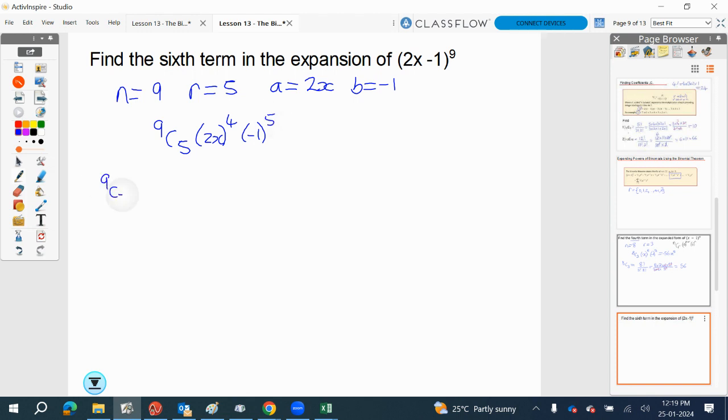Let's find 9c5 separately. We've got 9 factorial over 5 factorial times 4 factorial: 9, 8, 7, 6, 5 factorial over 4, 3, 2, 5 factorial. 2 times 3 is 6. We can cancel this 4 and put a 2 here. What's 9 times 7? 63 times 2?